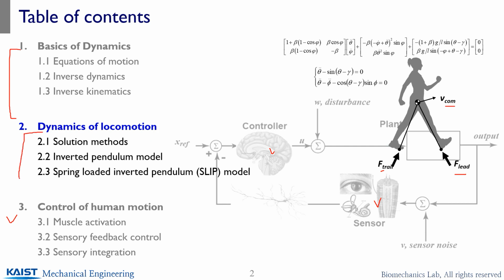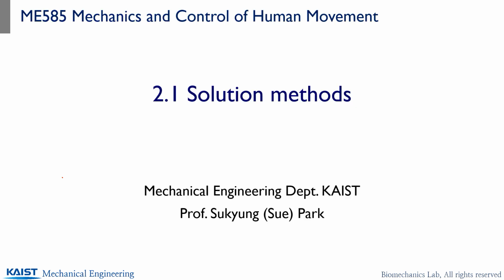Specifically for the dynamics of locomotion, we are going to study the solution methods and the inverted pendulum model for walking, the typical traditional walking model. And recently, the spring model has been getting a lot of attention. So we are also going to introduce a spring-based model for walking and running. First, I'm going to start with introducing solution methods.